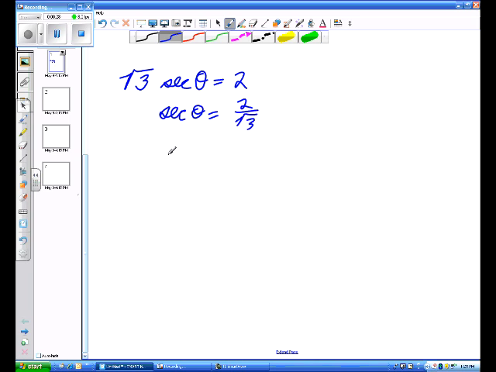And we could figure out what secant was, but what would be a lot easier is to take the reciprocal of secant, which is cosine, and take the reciprocal of 2 over the square root of 3, which is the square root of 3 over 2. Now we want all the values for theta, where theta is between 0 degrees and 360 degrees. So we think, what angle has a cosine of square root of 3 over 2?